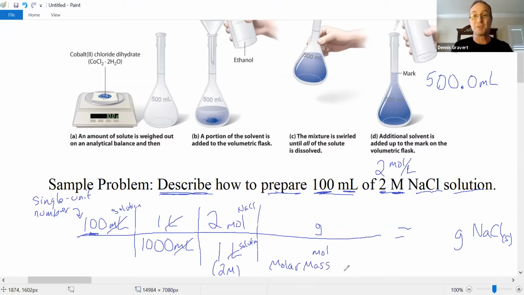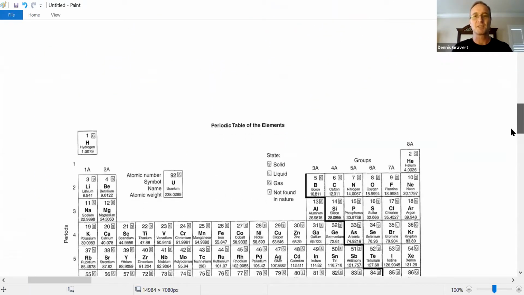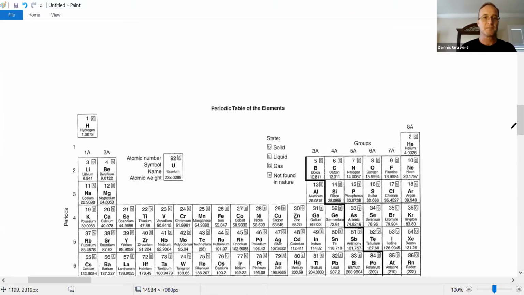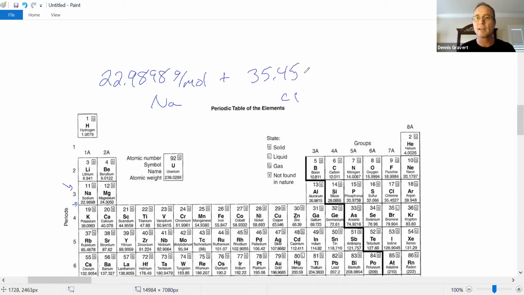Right? So you go to the periodic table and get the atomic weight of Na, the atomic weight of chlorine, and add them up to get the molar mass. So we got a periodic table somewhere. Here's one. So we wanted sodium. There's sodium. If you look at the bottom number there, it's 22.9898 grams per mole for the sodium. Let's add it to the chlorine's atomic weight over here, element 17, 35.4527 grams per mole.